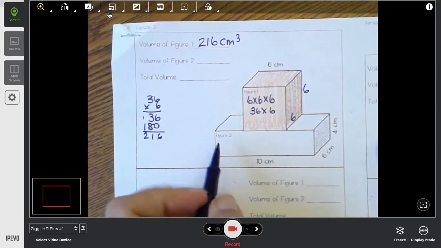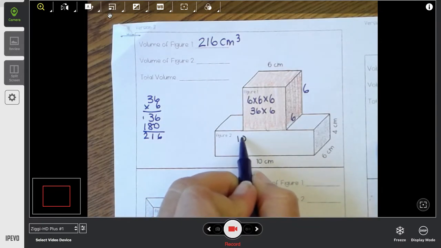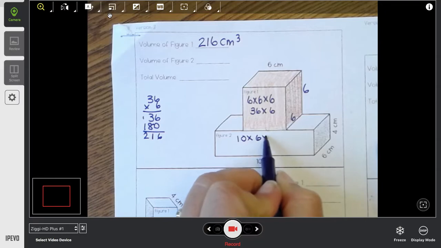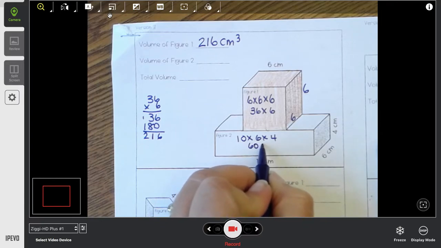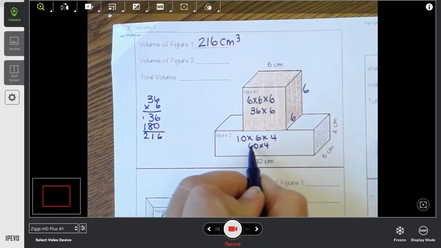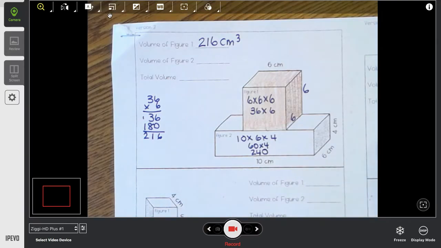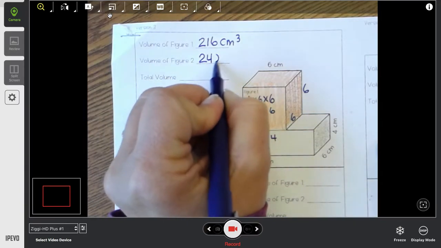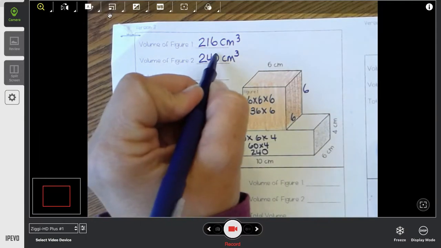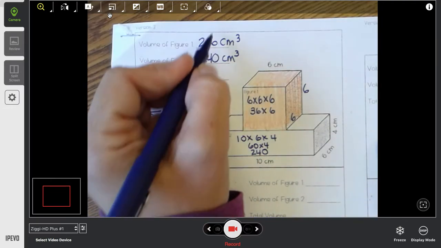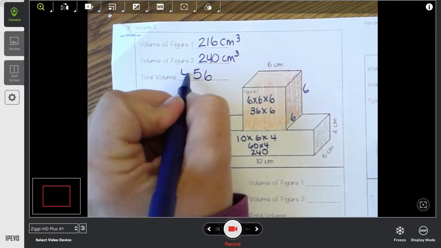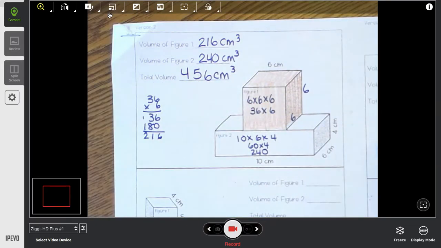Okay, so here's our figure 2. We have the length of 10, I have the width of 6, and I have the height of 4. Everything's there for me. So I'm going to do 10 times 6 is 60, then multiply by 4. 6 times 4 is 24, and the 0 for the 10. So that's 240 cubic centimeters. To find the total volume, the composite volume, we're going to put those two figures together and add them up. 456 cubic centimeters. Now that one wasn't too bad because all of the dimensions were there for me. I didn't have to go search for any.